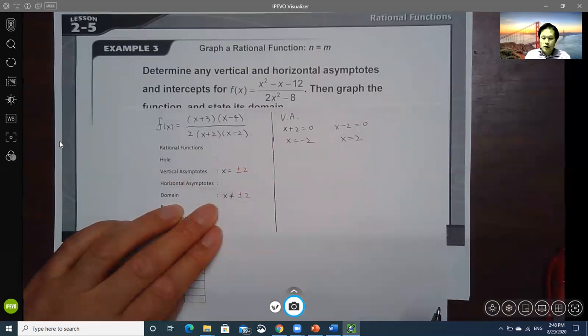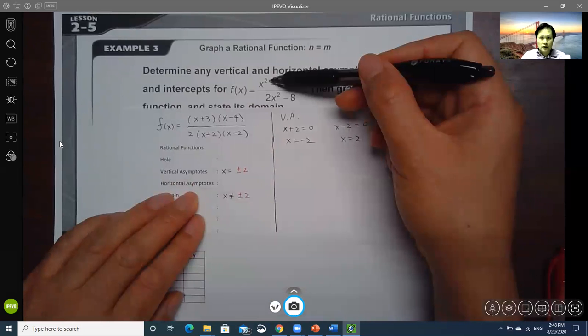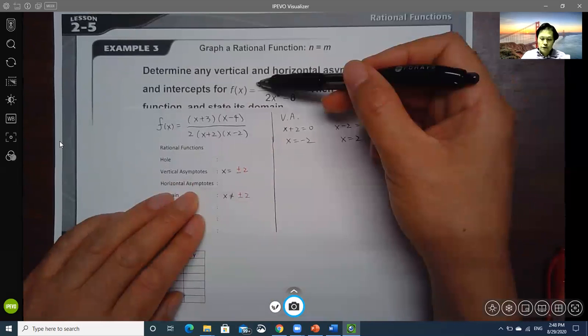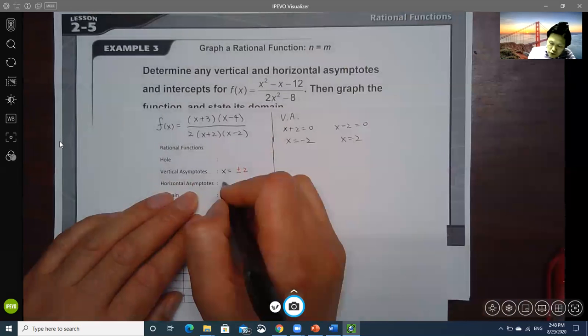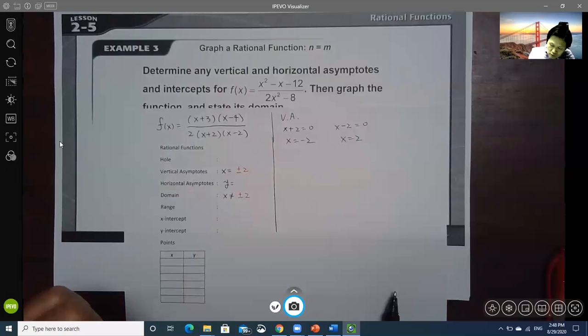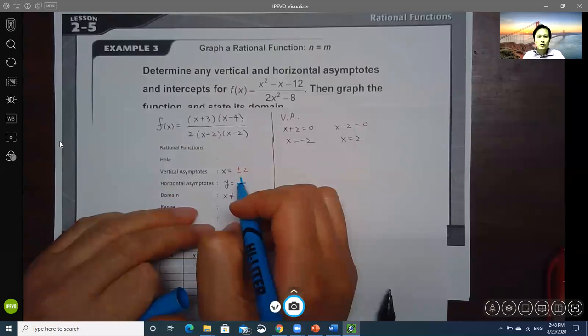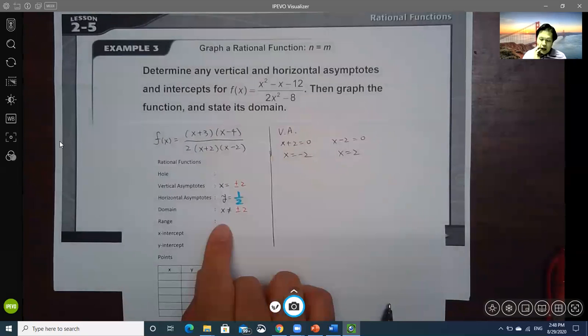Horizontal asymptote. Compare the power of x, second power, they are tying. So leading coefficient over leading coefficient, so 1 over 2. So y equal to 1 over 2. Okay. And we're not asking for the range, so forget that.